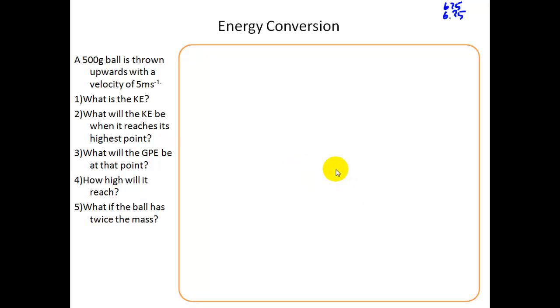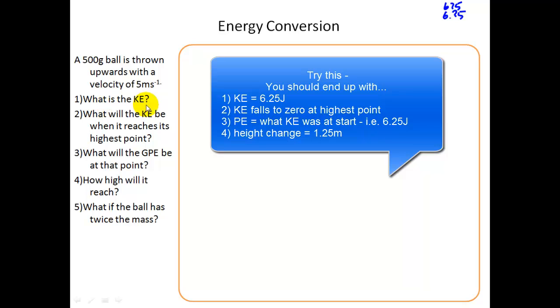Here we have an energy conversion. A 500-gram ball is thrown upwards with a velocity of 5 meters per second. Find the kinetic energy. What will the kinetic energy be when it reaches its highest point? Well, all the kinetic energy it has to start with all gets changed into potential energy. So what will the gravitational potential energy be at that point? It will be whatever the kinetic energy was to start with. How high will it reach? Well, you can figure that one out.